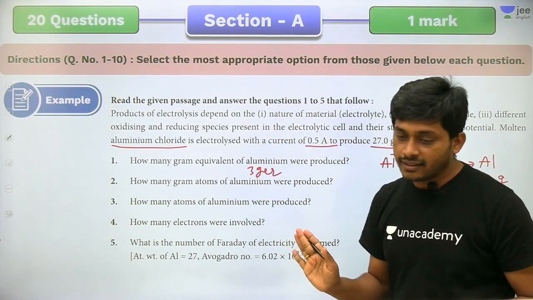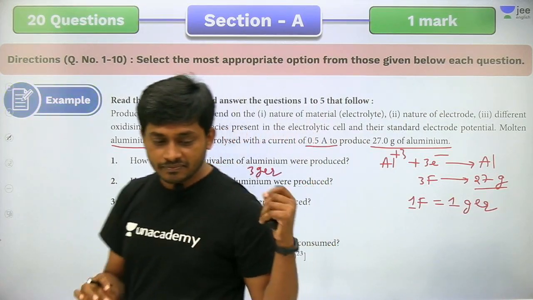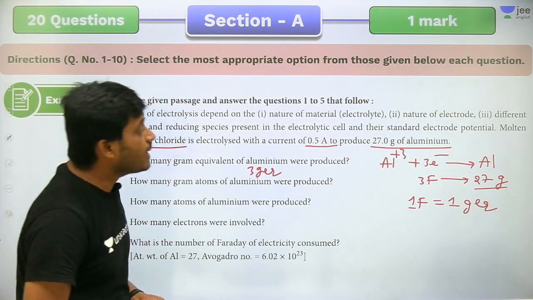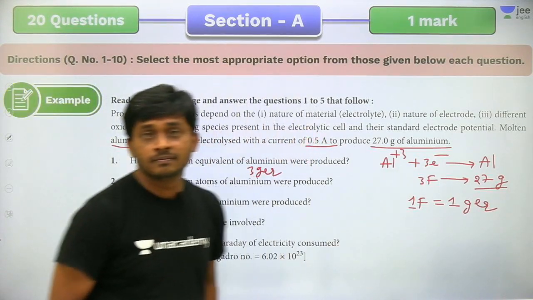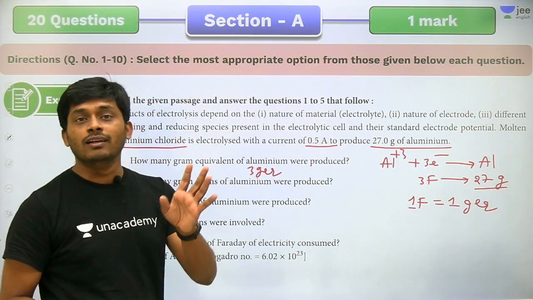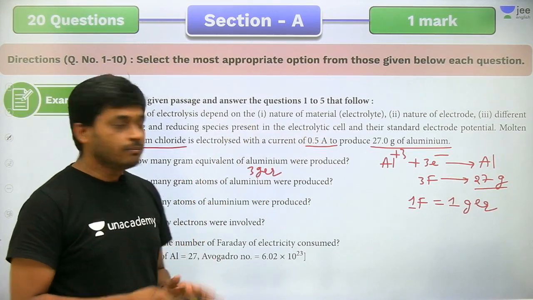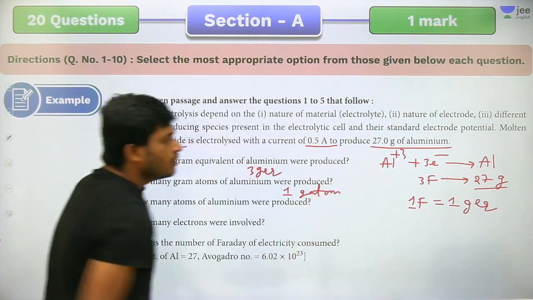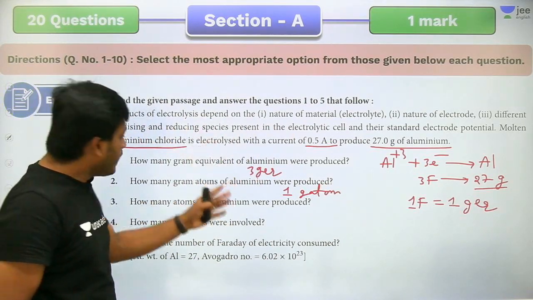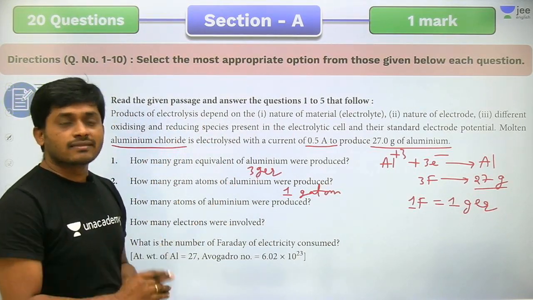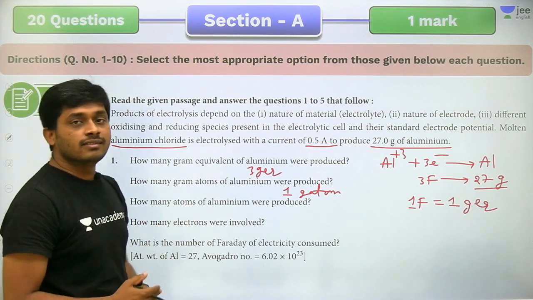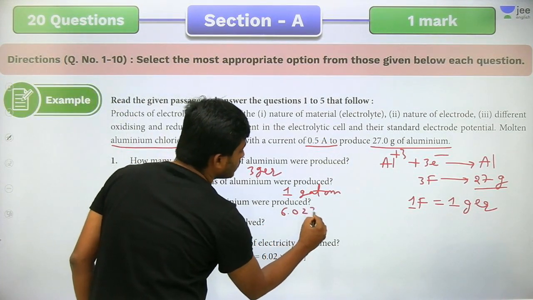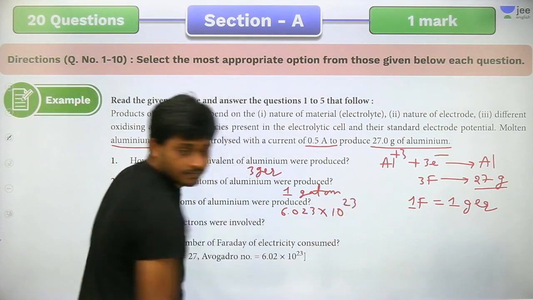Okay, that's done, right? So what is the answer for second? Second question, how many gram atoms of aluminum? 1 mole atoms, 1 gram atom. From that equation only every question we can answer, right? How many atoms? Gram atom is 1, so how many atoms? 6.023 into 10 power 23.